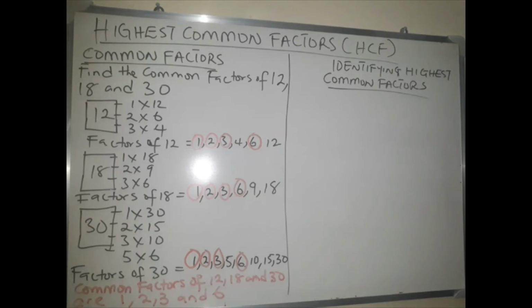Now, the highest common factor of a given set of numbers is the highest factor that can divide the given numbers without a remainder. The highest common factor of a given set of numbers is the highest factor that can divide the given numbers without a remainder.